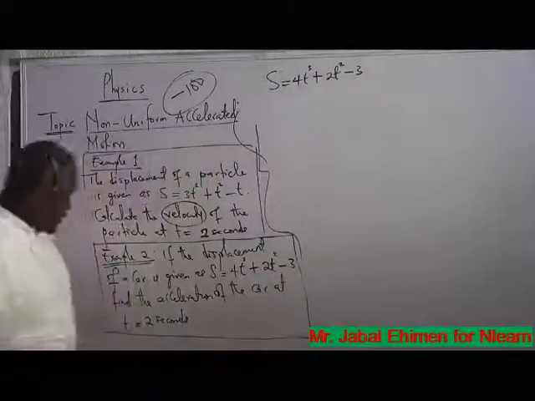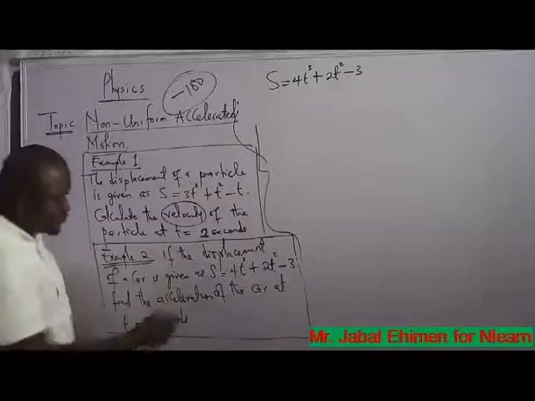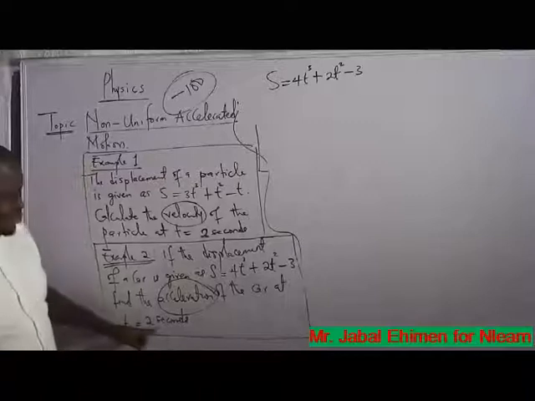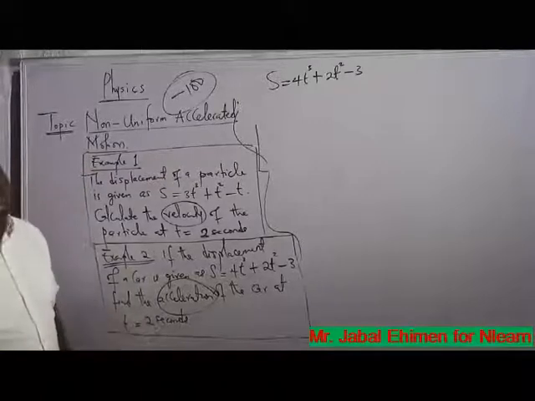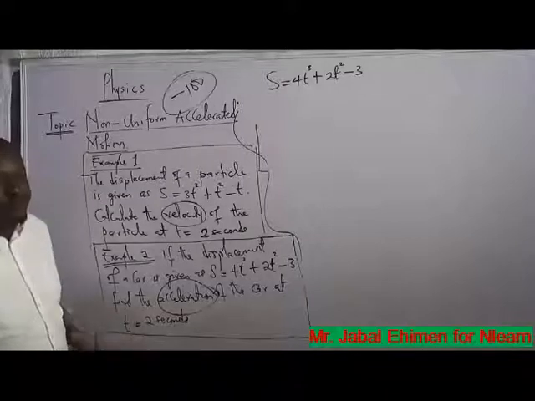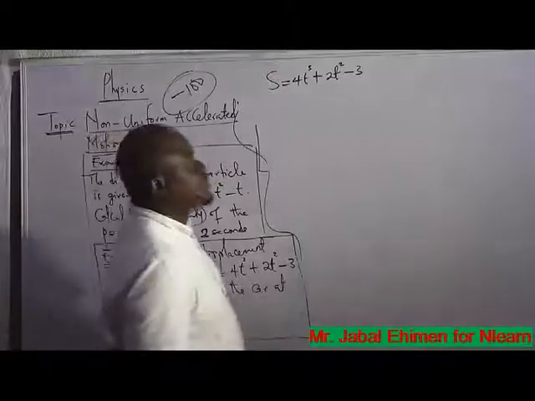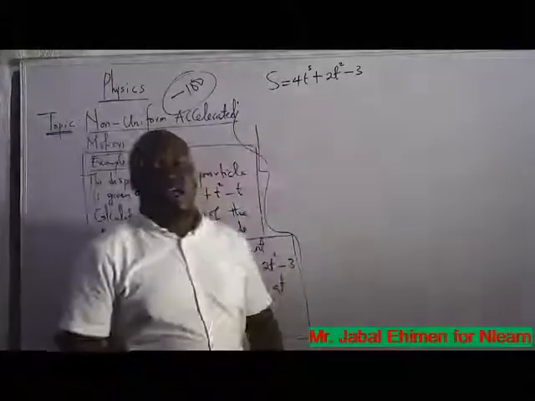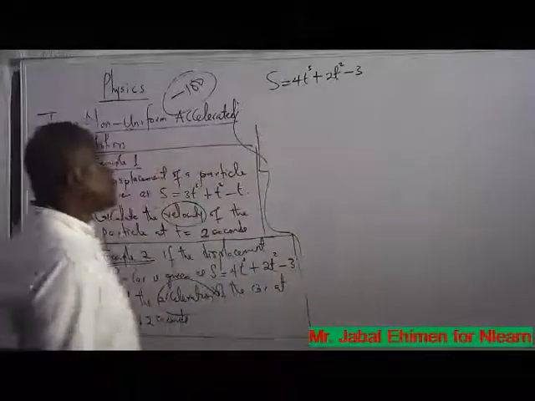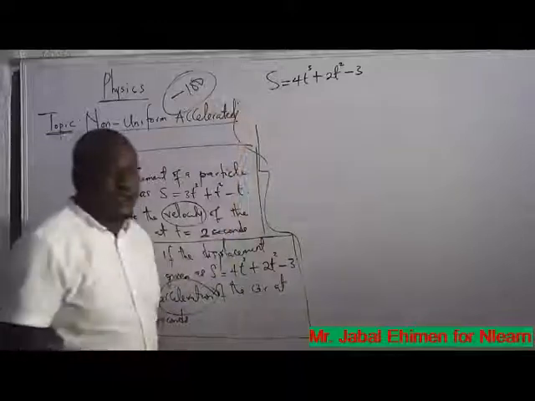It said, find the acceleration of the car at t equals 2 seconds again. It can be any value of seconds. It can be 1.5, it can be 0.2, it can be anything. All that is important is that immediately that value of time is given, after your differentiation, you substitute and you are good. Now, listen. s is 4t cubed plus 2t squared minus 3.